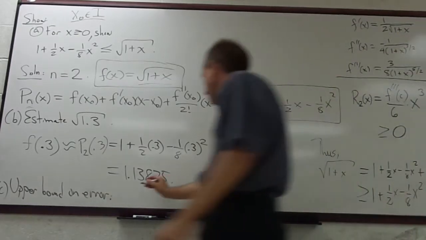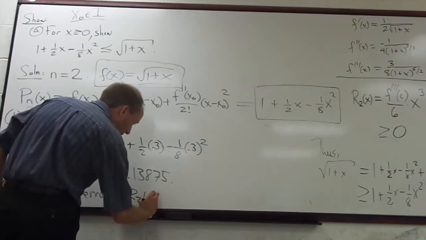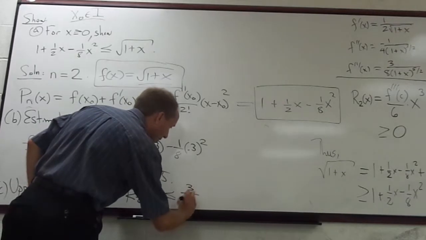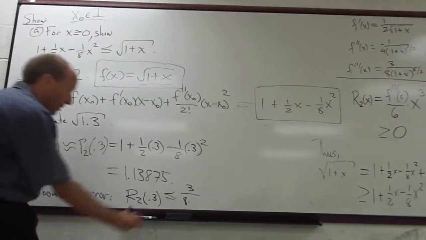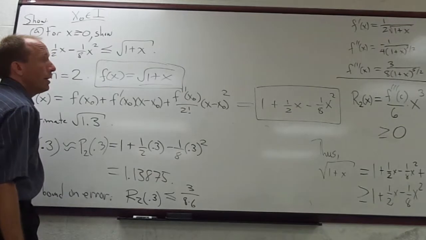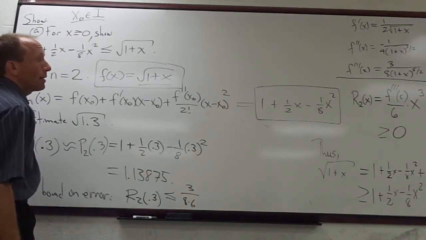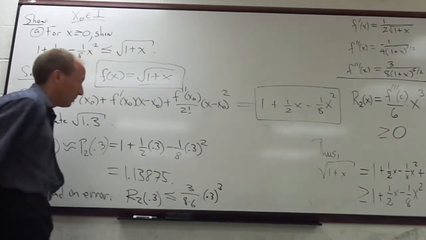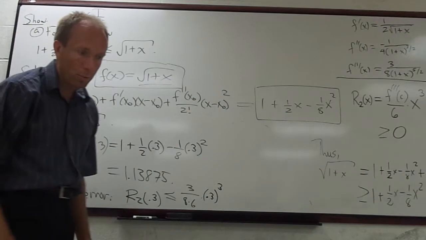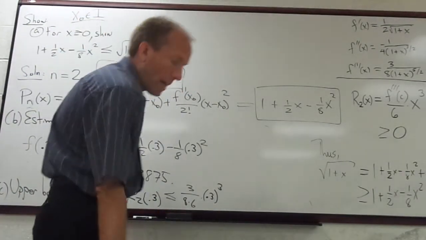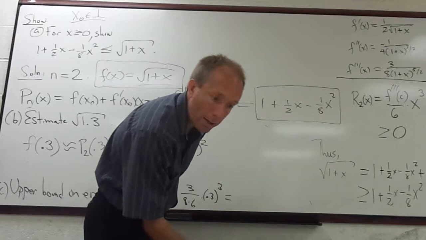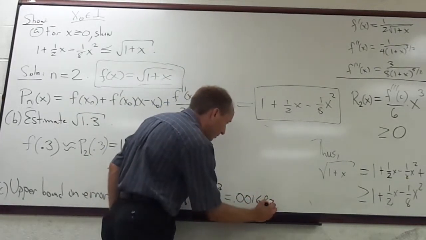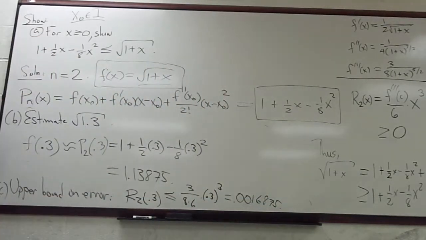So the remainder, R2 of 0.3, is at most 3/8 times, we've got a 6 on the bottom, and then 0.3 cubed. So 1 over 16 times 0.3 cubed. And that actually is equal to, not that this matters, 0.00168875. So it's a small error. But that's the worst the error is.